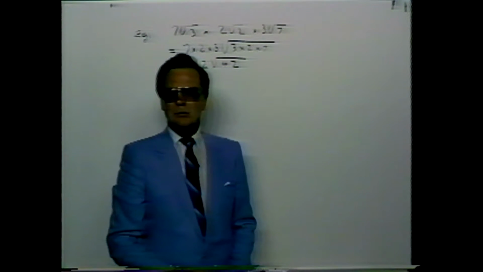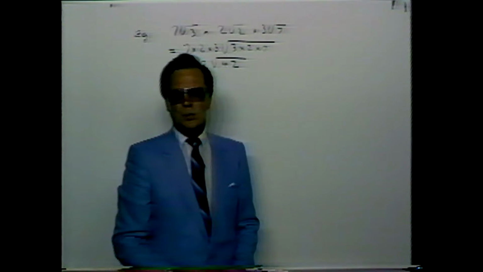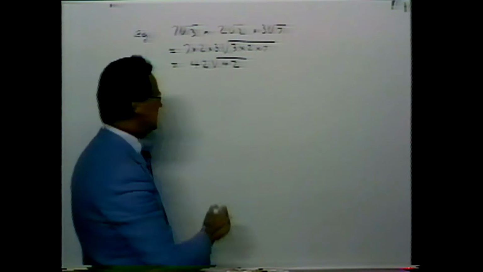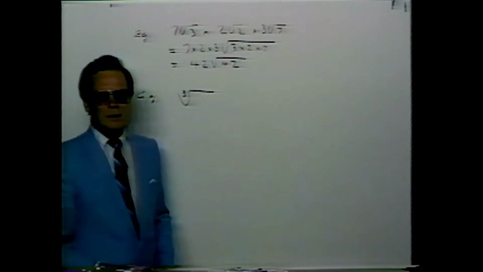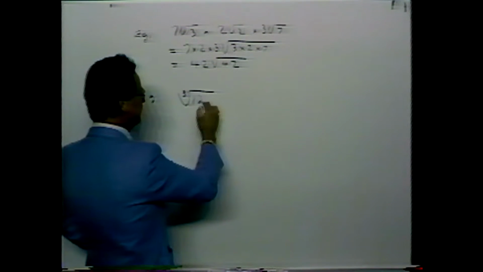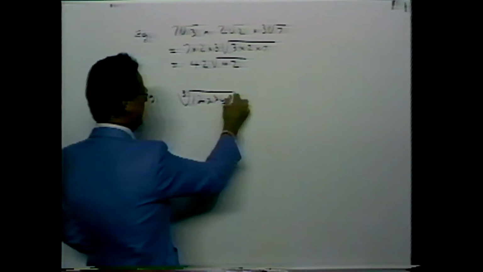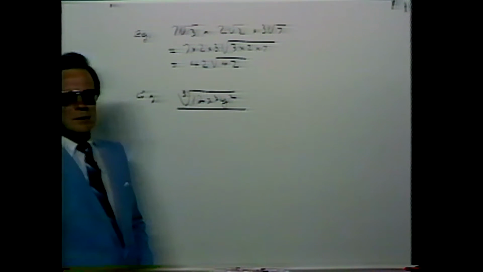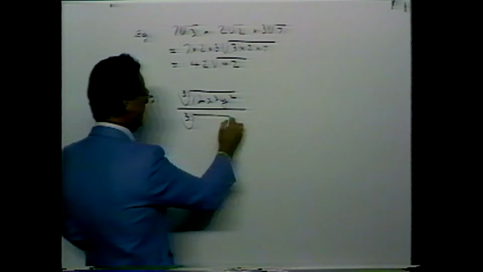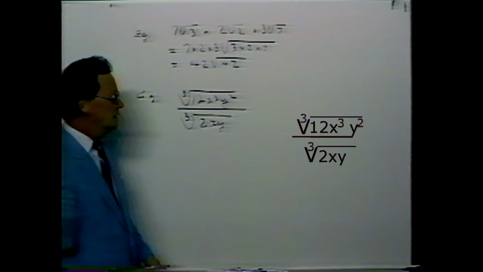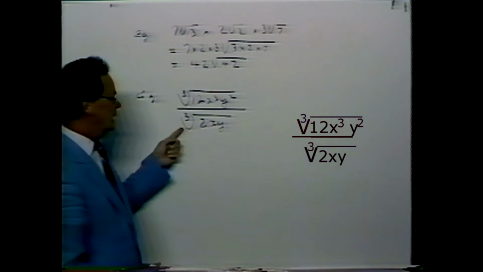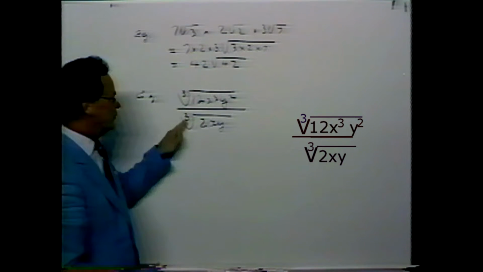We can also, when dividing by separate radicals, write the entire expression under one radical sign. Here's an example. Let's take the cube root of 12x cubed y squared and divide it by the cube root of 2xy. Notice that once again the procedure will apply only if the index of both radicals are the same.